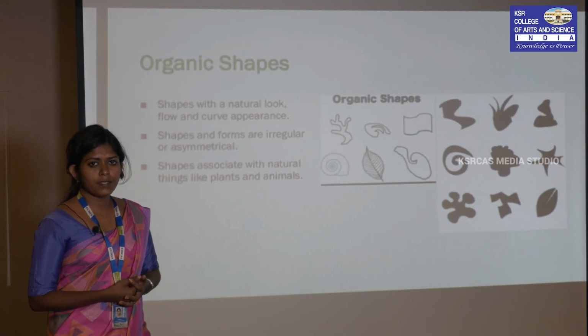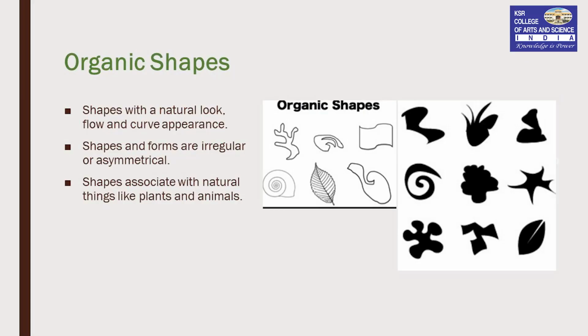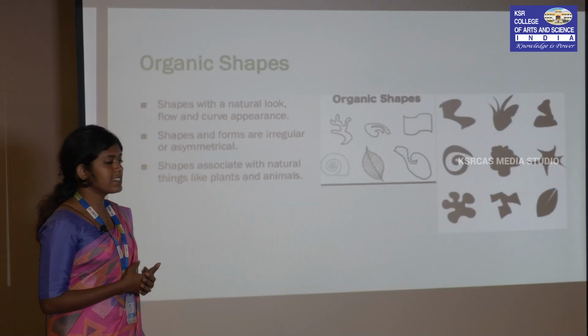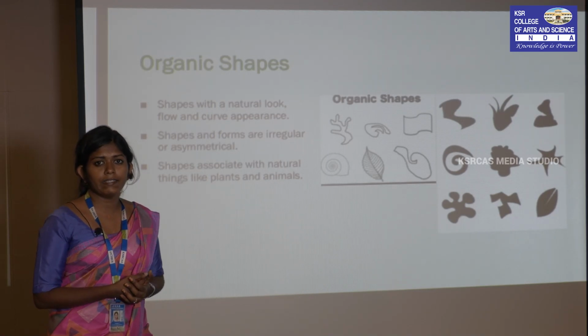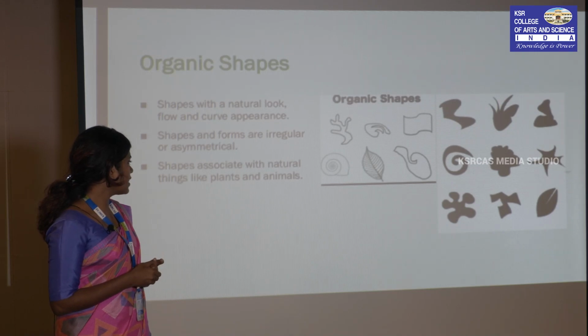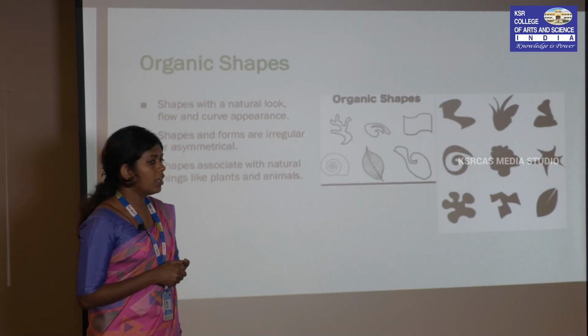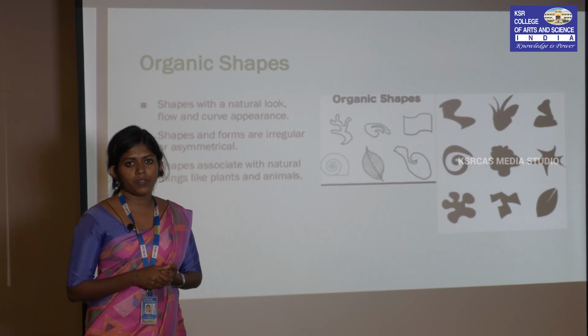Next we are going to discuss organic shapes. Organic shapes are shapes which have a natural look, flow and curved appearance. Shapes and forms are irregular and asymmetrical in nature. We mostly find these kinds of images in nature. They are shapes associated with natural things like plants and animals. So these are some examples of these kinds of shapes. We generally find these shapes in nature.